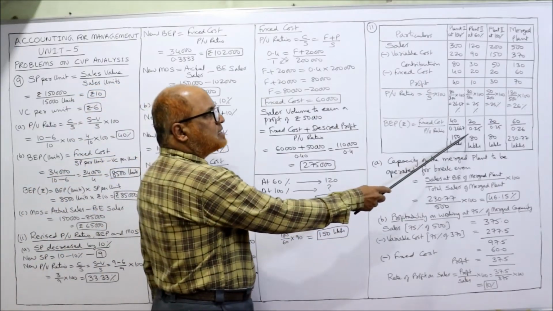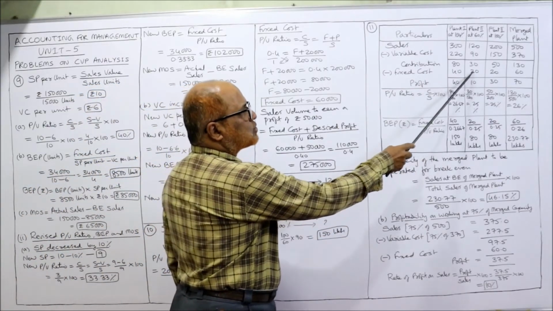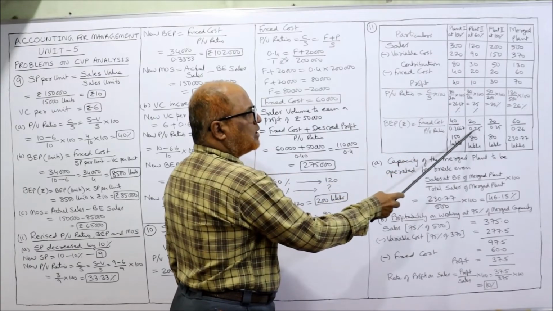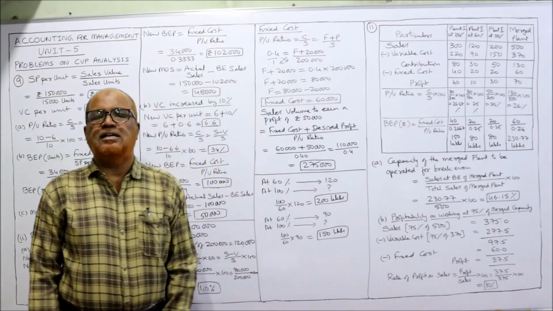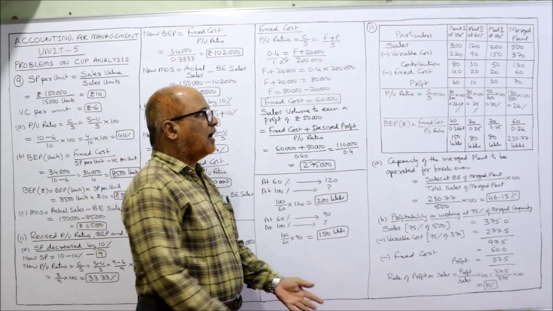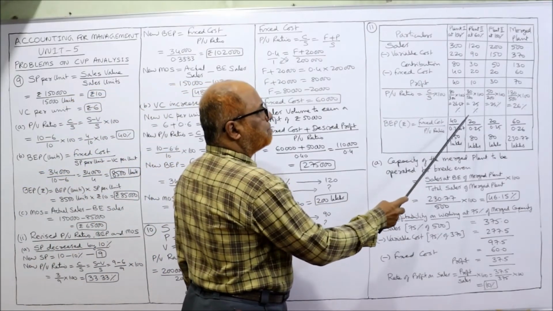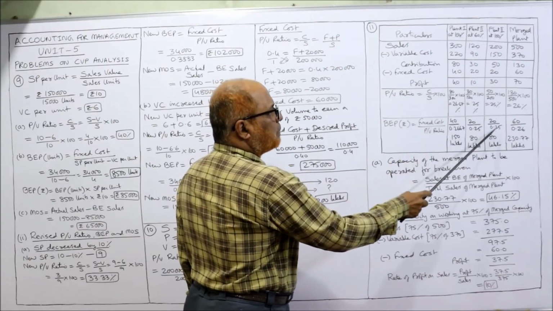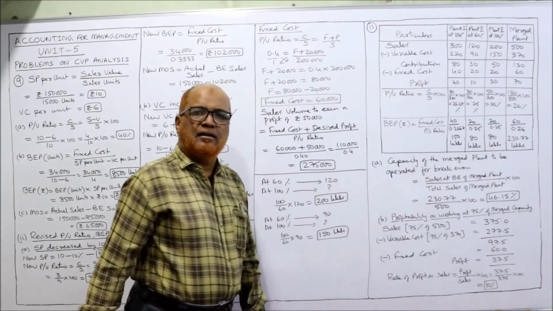Similarly for plant 2 at 60%. Fixed cost 20. 20 divided by 0.25. 80 lakh is the BEP for the second plant at 60%. At 100% also you will get the same thing, because fixed cost is 20 lakh, PV ratio is 0.25, 80 lakh.